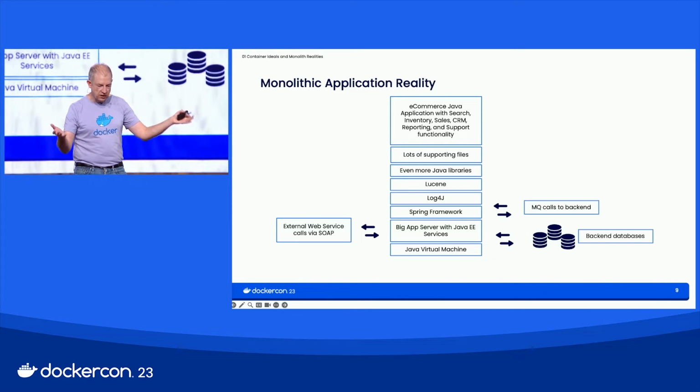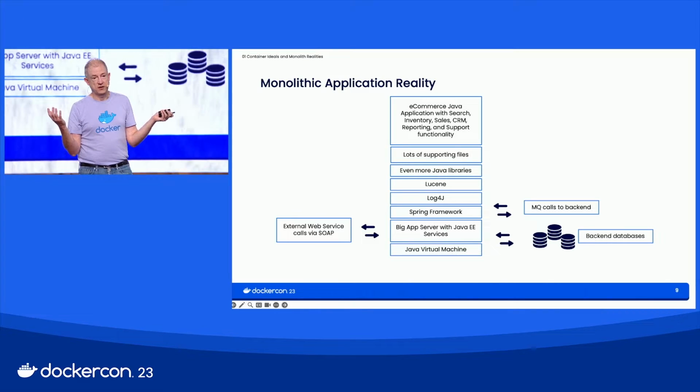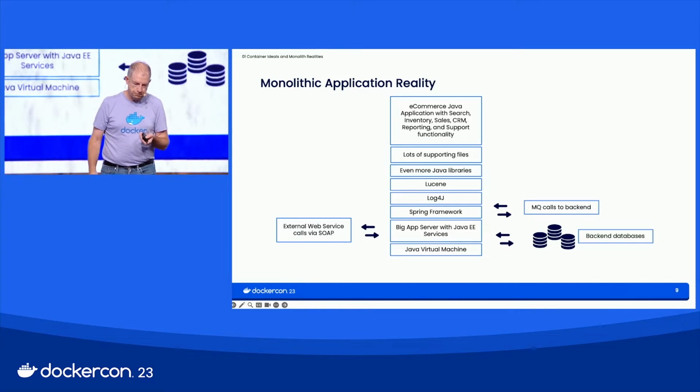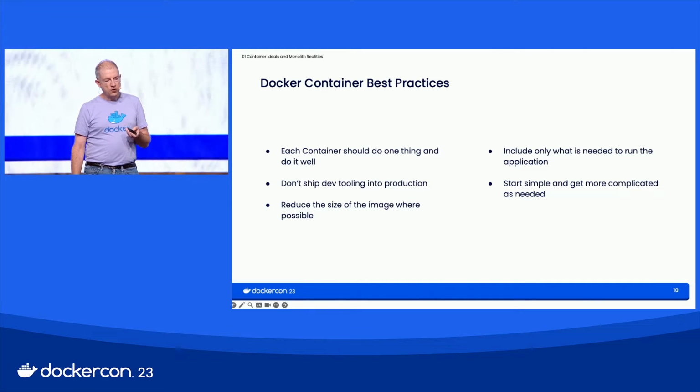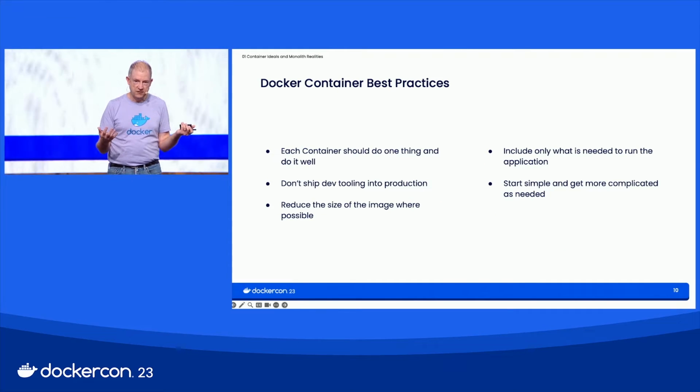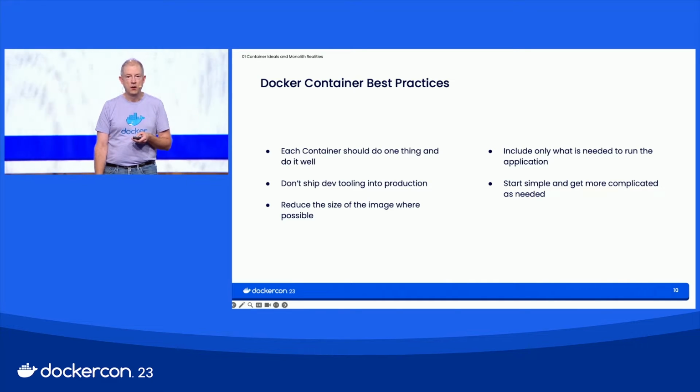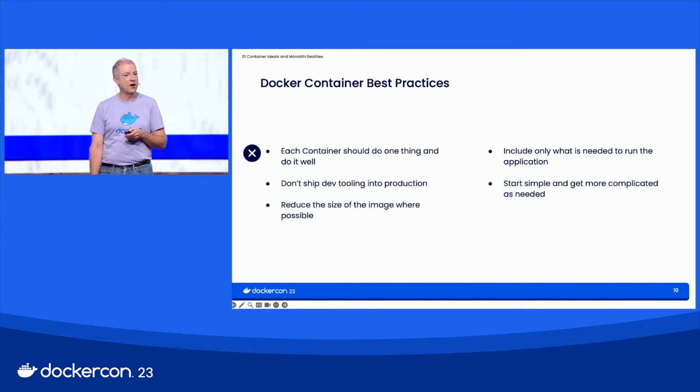So here's our application. We, I guess, are going to try to containerize this thing and see what that does for us. So let's go back to our best practices now. So the first best practice was each container should do one thing and do it well. No, we are not doing that because this thing has tons of functionality in it and different processes.